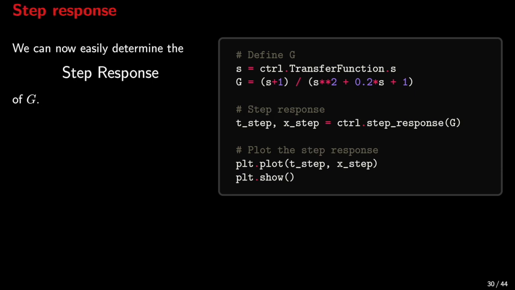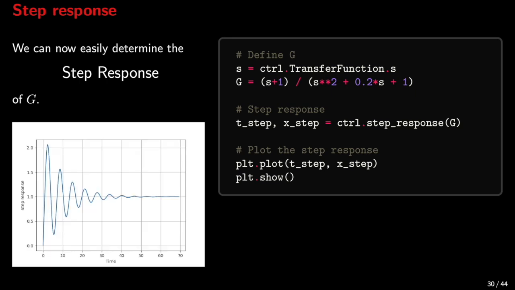Likewise, we can determine the step response of G. Here we use control.step_response. The step response looks like this, and we see that it goes to 1 as the time goes to infinity. We can do more with the control module.